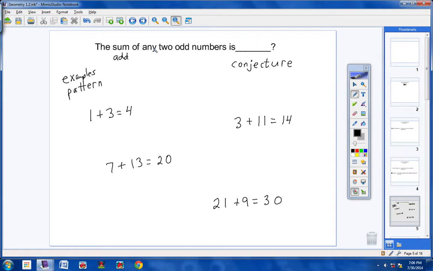The sum of any two odd numbers is blank. Let's see. I added two odd numbers right here and I got a 4. Well, 4 is an even number. 7 plus 13 gave me an even number. 3 plus 11 gave me an even number. 21 plus 9 gave me an even number. Now, let's see, is that really accurate?